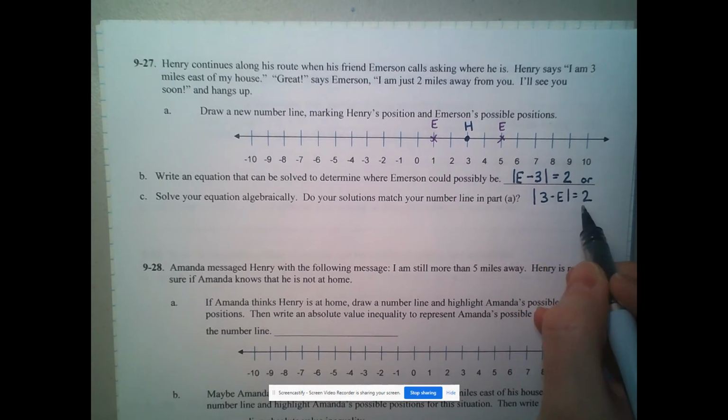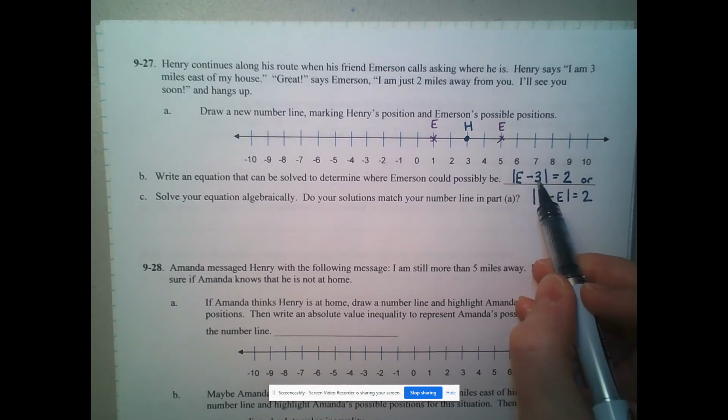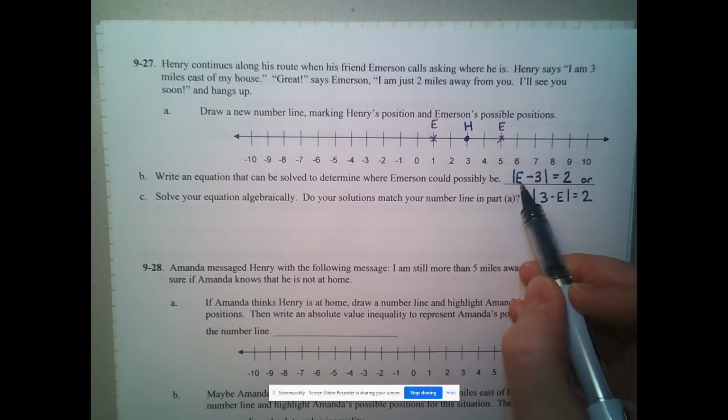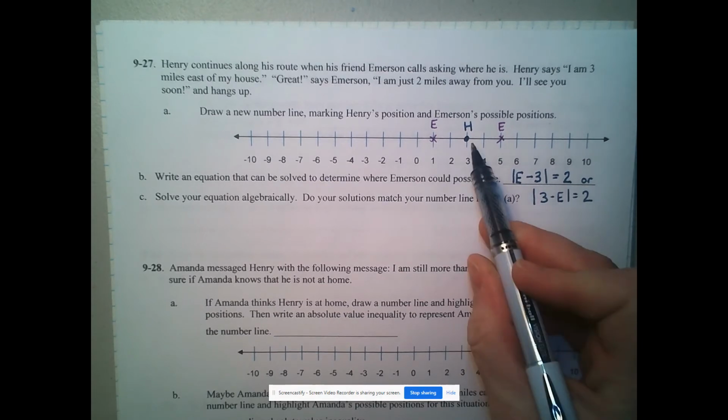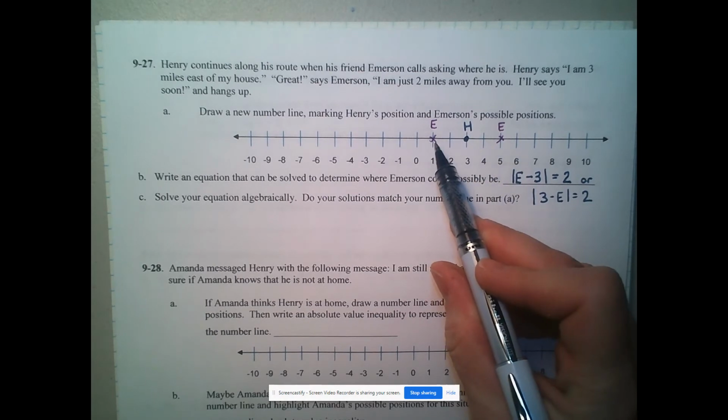All right. Now, how did I get these numbers? The number here that you're subtracting, the 3, that's your center point. That is your, I know this number to be true. The e is the thing that we don't know. We don't know Emerson's location. And the 2 is the distance from that center point out to either of the unknowns.